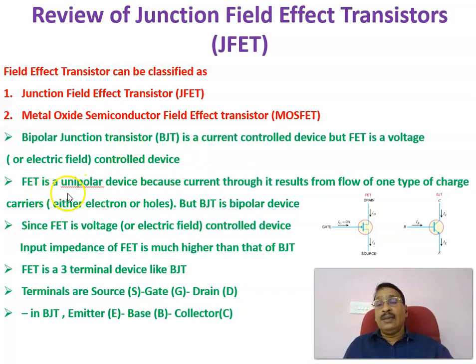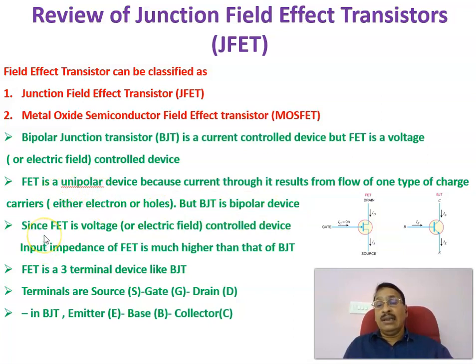The second, FET is a unipolar device. In it, the carriers are either electrons in the case of an N channel, or holes in the case of a P channel. Therefore, it is a unipolar device because the current through it results from the flow of one type of charge, either electrons or holes. But the bipolar junction transistor, by name itself, is bipolar. The carriers are both electrons and holes. That is the second difference: one is a bipolar device, the other is a unipolar device.